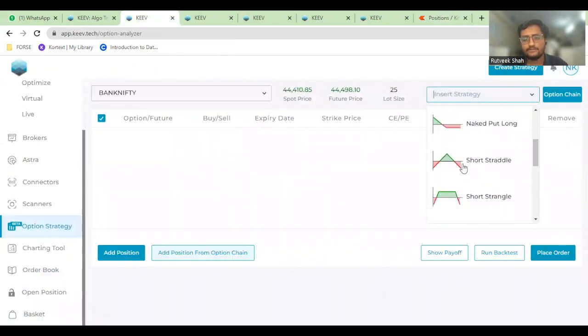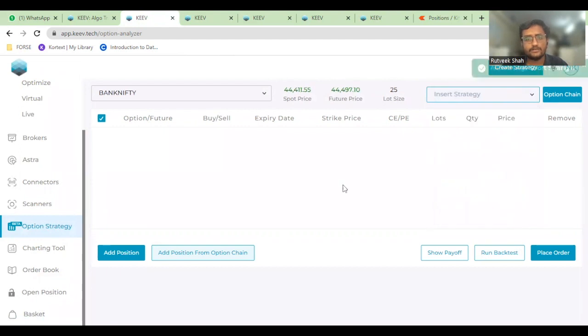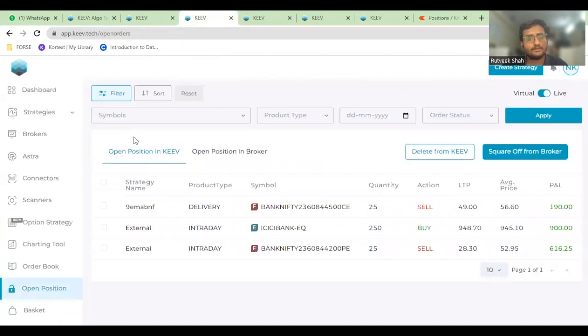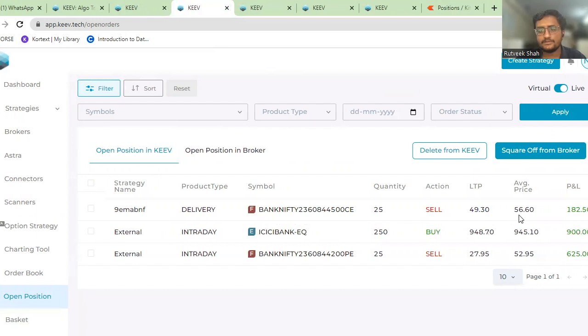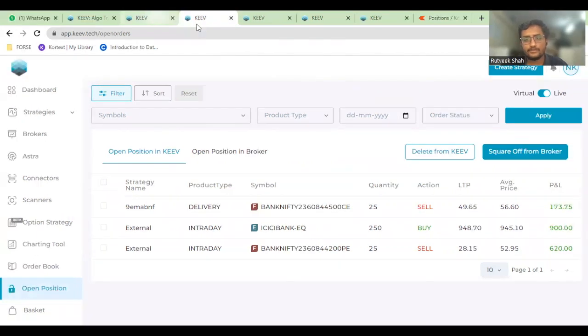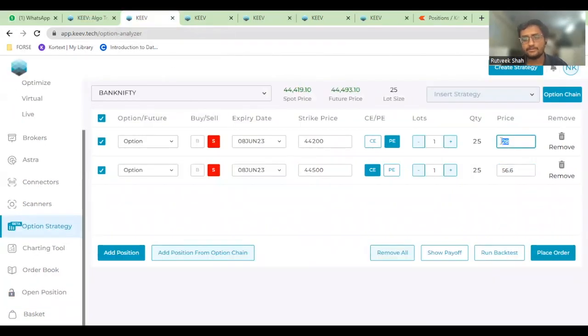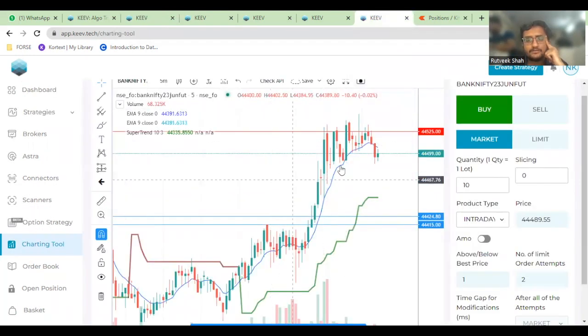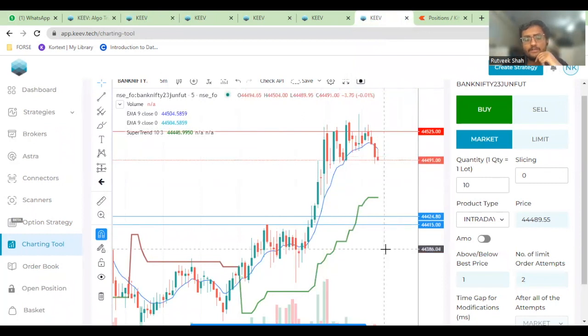We'll go to strategy. We'll select the short strangle here. We select the strike prices 44,200 put, 44,500 call, and we'll cross check it with our order book. What are the prices of the same? The call was sold at 56.6, and the put was sold at 52.95. We can see that the break even from this trade is around 44,000 and 44,600, and we can keep track of our position from here.